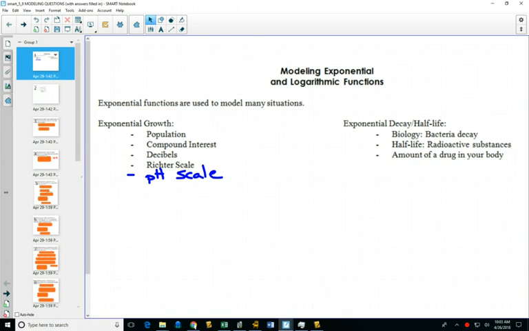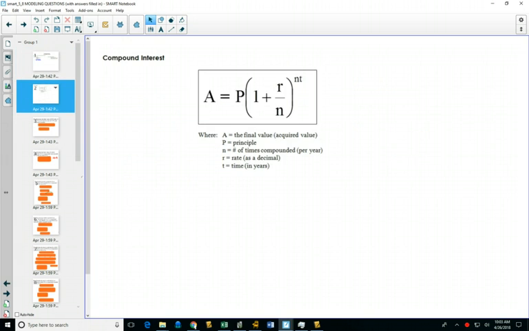So there's some interesting things that happen with the amount of drugs in your body and so on. So here's our first formula that we're going to play around with, our compound interest formula. You've already seen this formula. We've already done some questions with this formula. And it's an exponential formula because we've got one of the variables in the exponent.